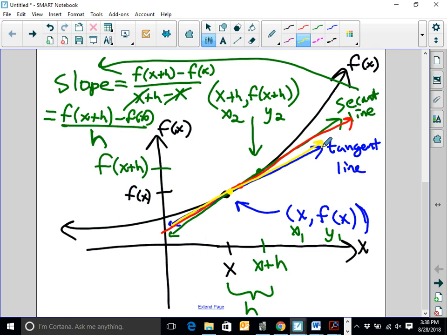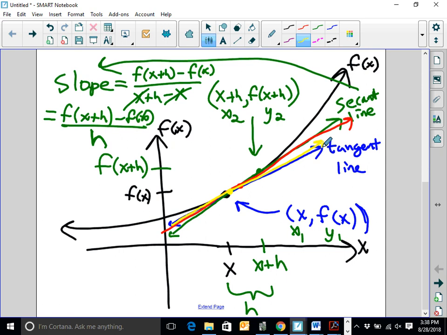So what have I been doing with each successive secant line here? What have I been changing? Well, my points are still x comma f of x and x plus h comma f of x plus h. But what's happening is I'm letting that distance between those 2 points get smaller and smaller and smaller. Now, what if I put x and x plus h infinitesimally close to each other, right on top of each other? Well, if I did that, then I would get the exact slope of the tangent line.